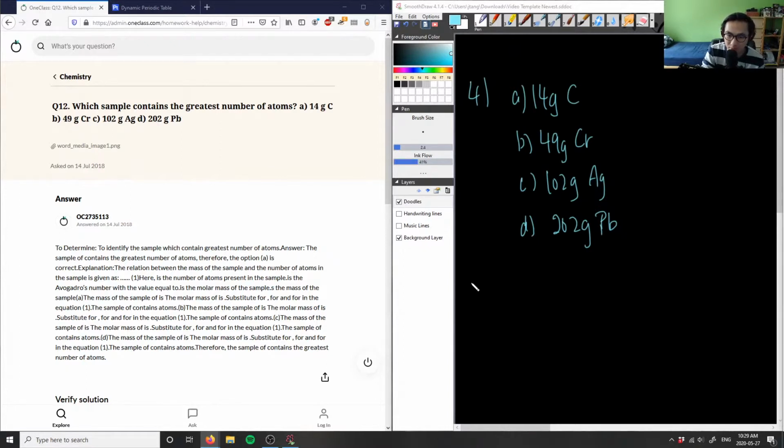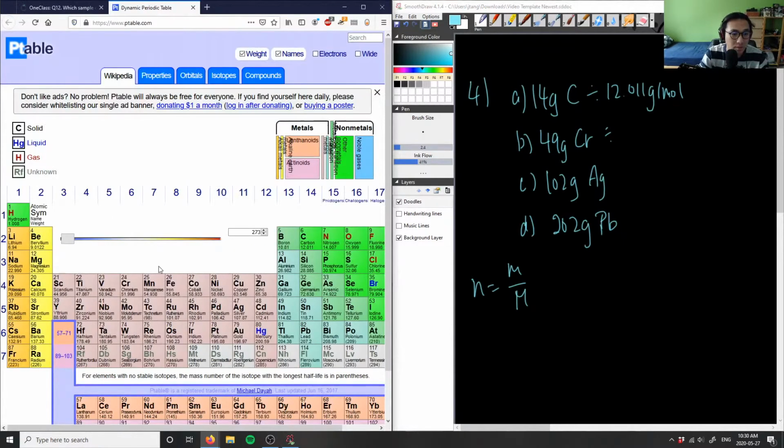So again, moles equals mass over molar mass. So we're going to divide all these by the molar masses here. Therefore, I'm dividing this by, again, the molar mass of carbon, which is 12.011 grams per mole. Chromium is going to be 51.996 grams per mole.